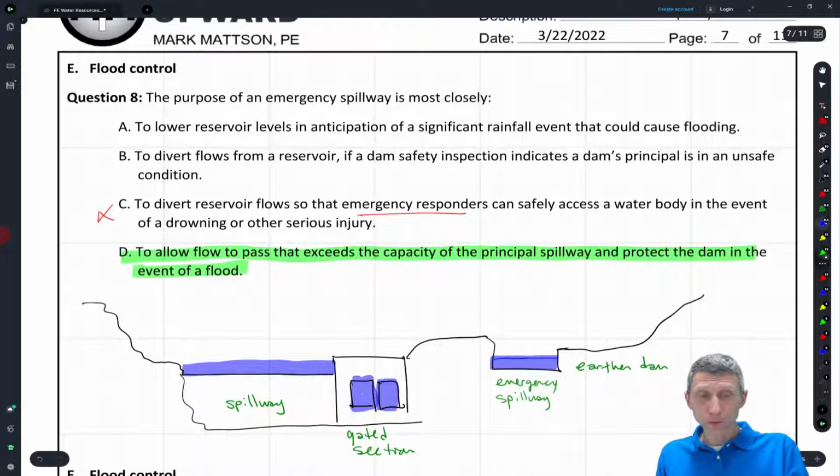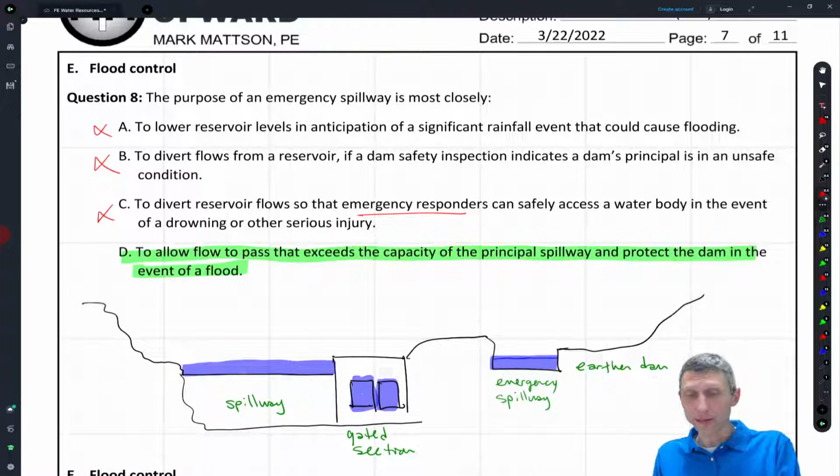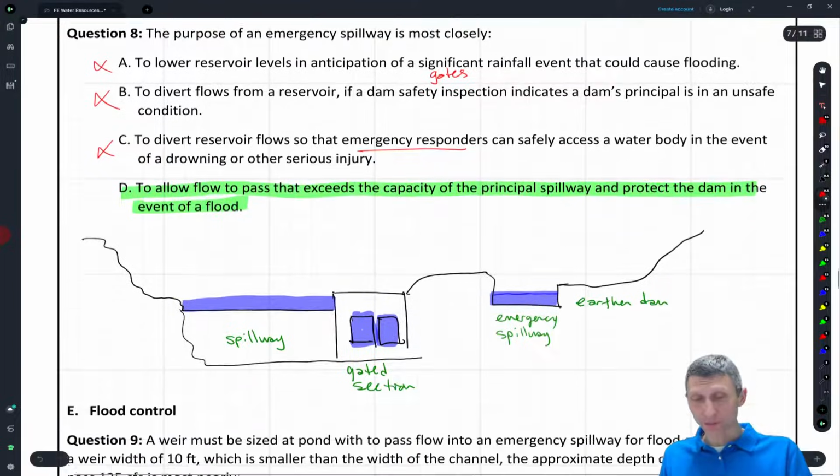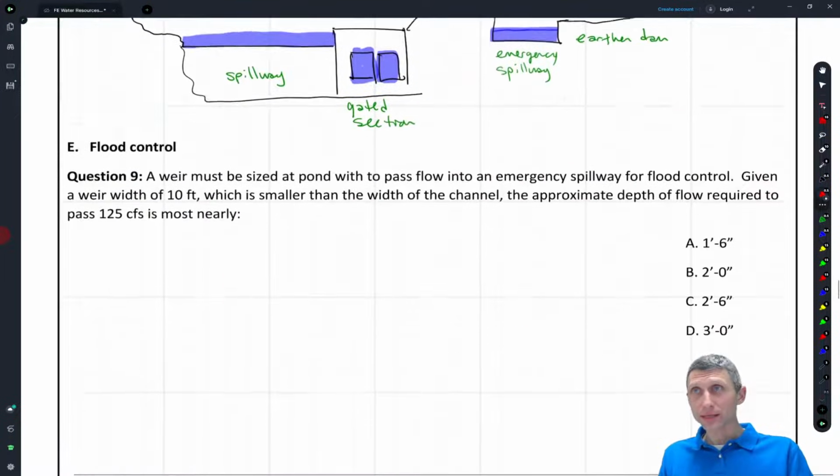Okay, we're not here diverting flows from a reservoir. We're not lowering the levels of a reservoir in the anticipation of a rainfall event, right? You would use gates, potentially, to lower the reservoir level. Divert flows, you would again use gates to go into like some secondary channels or something like that. But this is flood control, kind of 101. So hopefully that question makes sense.